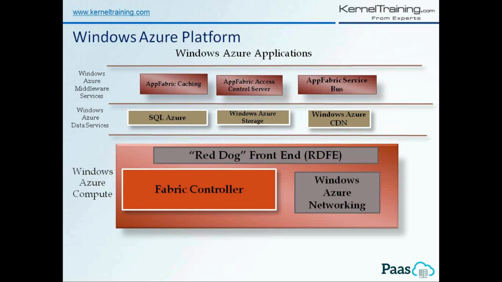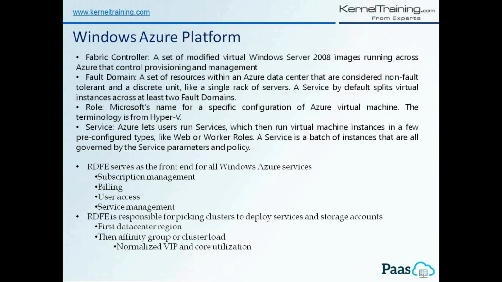And as for fabric caching, we are going to talk more about the fabric controller and also Windows Azure networking in forthcoming slides. The fabric controller is a set of modified virtual Windows Server Hyper-V images running across your Azure that control the provisioning and the management. As I said, this fabric controller is the middleware layer present between your front end and the back end, that is the data center layer.